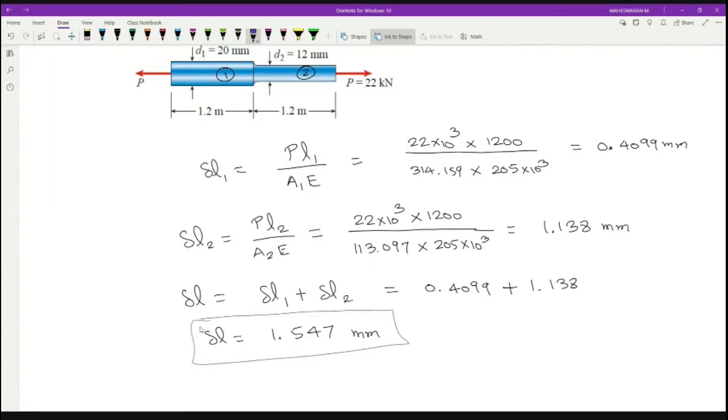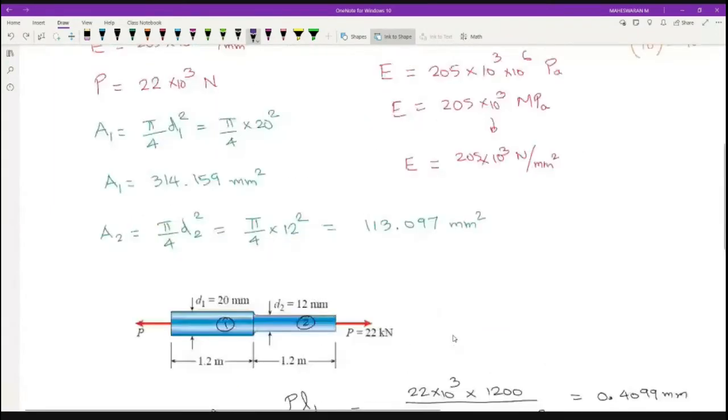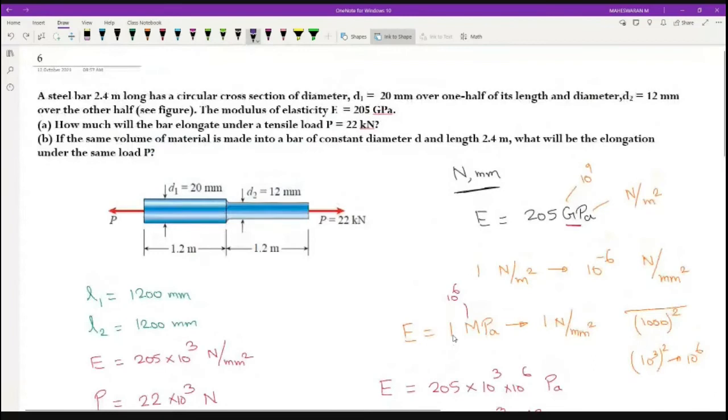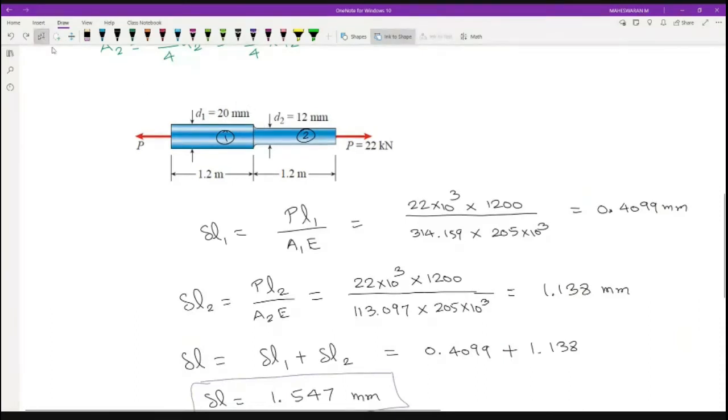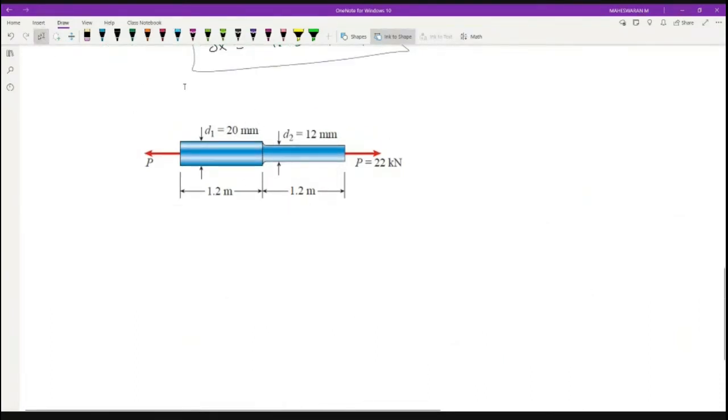So this is over. Now let me go for the second subdivision. What does the second subdivision say? If the same volume has a constant diameter d and the length is the same, which is 2.4 meter, then what will be the elongation? So for that, I have to identify the volume for this particular bar, right? Then only I can identify the diameter. Okay, let us take the same diagram. Let us identify the volume.